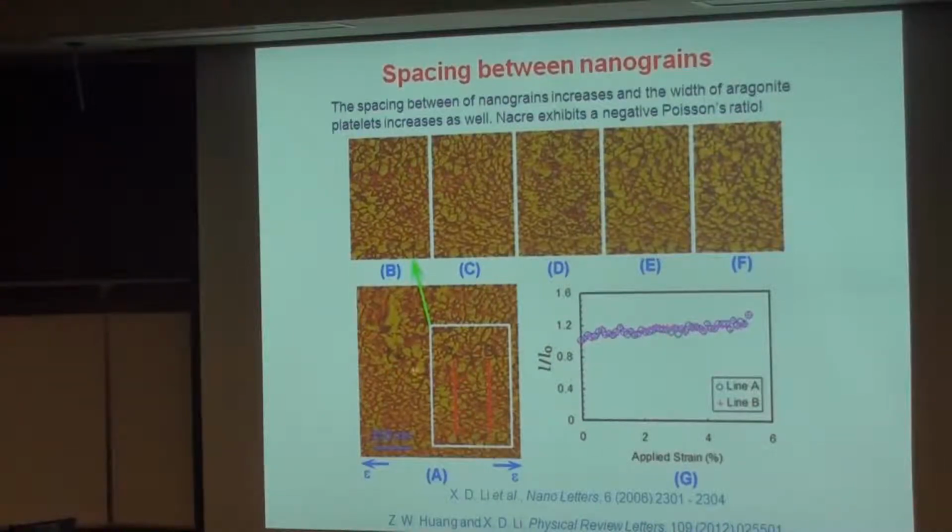When my student performed tensile tests or bending using AFM and focused on individual bricks, you can see this is the width, this is the L over L naught, and it increases. That means when you perform tensile, you see elongation along this direction, and you see expansion along this lateral direction. So we got negative Poisson's ratio. And if you look at individual particles, when you deform Nacre, those particles rotate. And this rotation requires an increase in spacing between the particles. That is the biopolymer increasing in spacing.